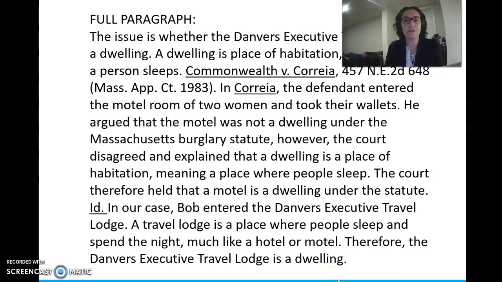I've noticed a common error is to start with an issue sentence and then jump right into analysis. The issue is whether the Danvers Executive Travel Lodge is a dwelling. Bob spent the night at a travel lodge, or Bob went to go visit a travel lodge. But we don't do that. We go right into the rule. So again, that's why a reminder is label all of your sentences when you're done and make sure you follow the structure. If you don't, it's usually a pretty easy fix to cut and paste and move your sentences around. Okay, I look forward to reading your IRAC paragraph soon.